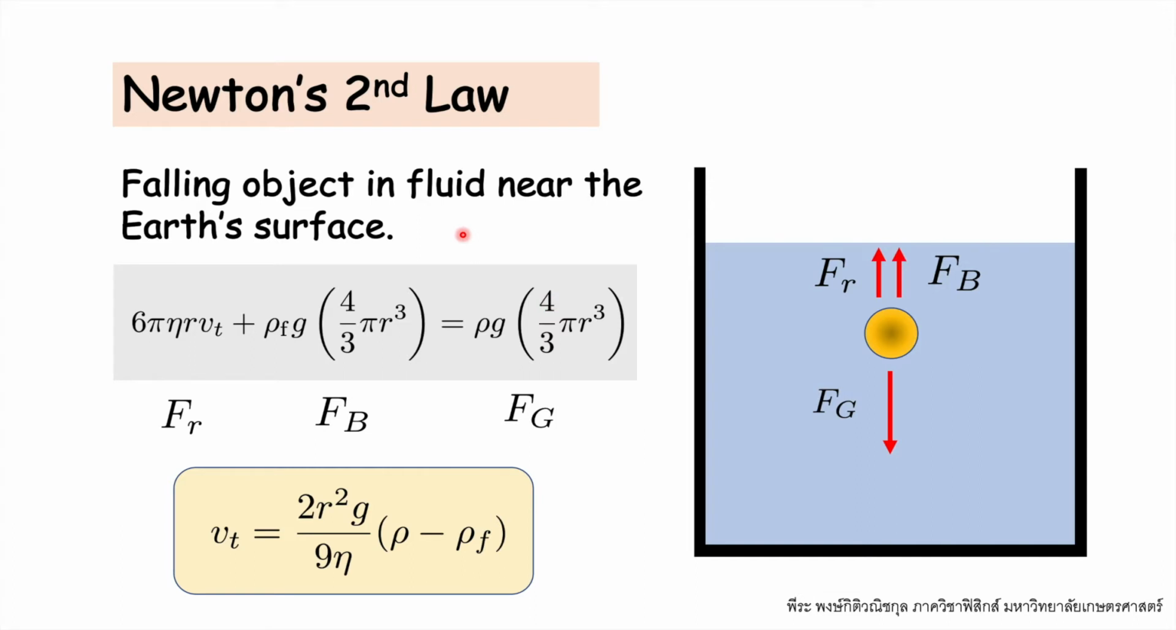Falling objects in a fluid near the surface feel three forces. One is the gravitational force, one is the buoyancy force, and the other one is the viscous force. The sum of the viscous force and the buoyancy force is pointing up. The gravitational force is pointing down.